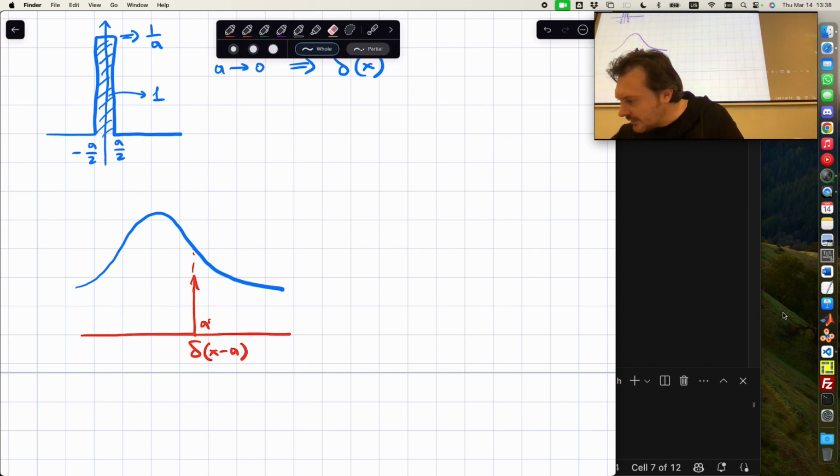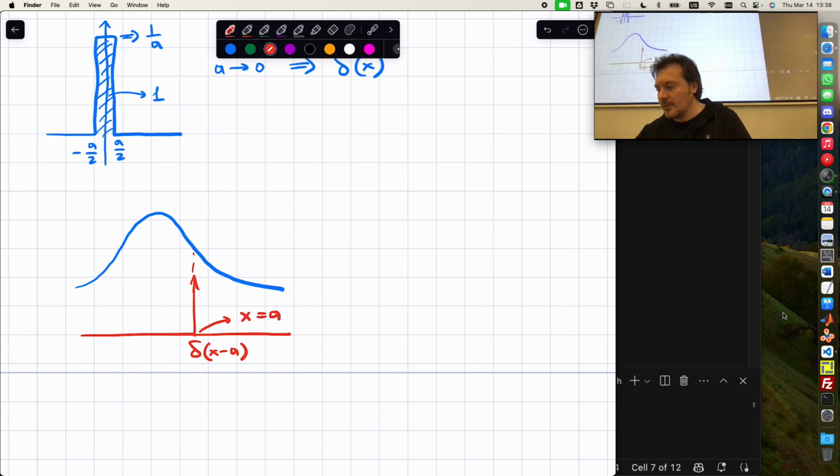Okay. I think I figured out the reason. I think this should be this. Yeah, okay. This is the point where x is equal to a. Now, this is a function. The top one is a function.